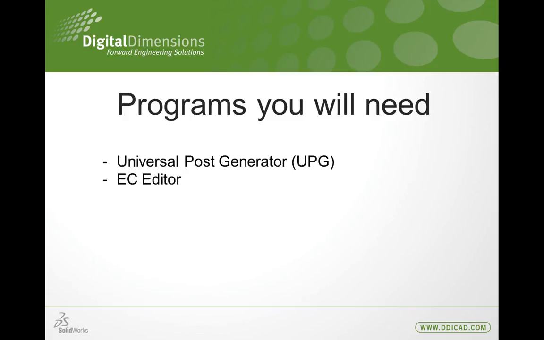They are on the CAMWorks media. So if you have your CAMWorks disk, if you go to your all programs, and you don't see either one of these programs, pop in your CAMWorks disk. You'll see it under optional programs to install. Okay, you'll see the Universal Post Generator. If you install the Universal Post Generator, it installs both of these.